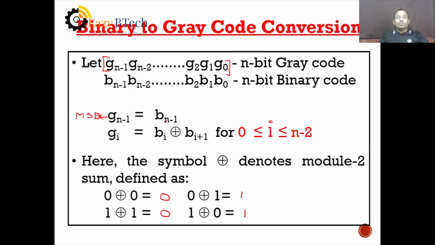If the code is in binary, to obtain the gray code, the MSB bit we have to take as it is, whereas for the remaining positions we have to take the modulo sum between two successive binary bits. We have to take the modulo sum except for the MSB. So we'll see with the help of an example.